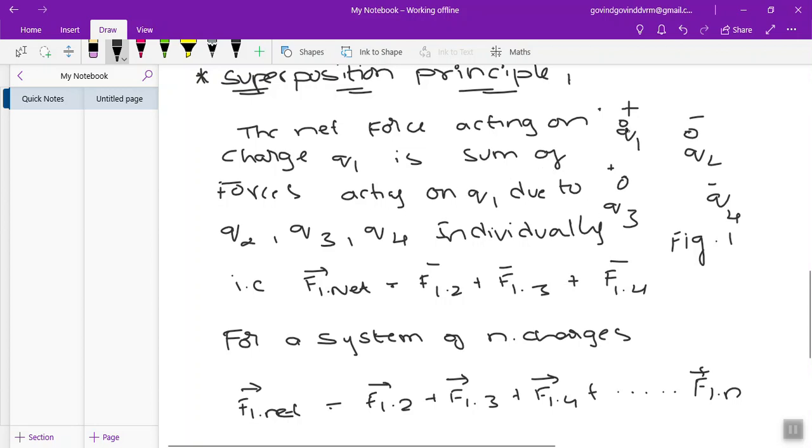It states that the net force acting on charge q1 is equal to the force due to q2 on q1, removing the other two charges. You can calculate this force by using Coulomb's law. Again, removing two other charges, we can calculate the force using this law, and removing two more charges, we can find the force between those two charges using Coulomb's law. By summing them up, we can find the net force, which is our superposition principle.